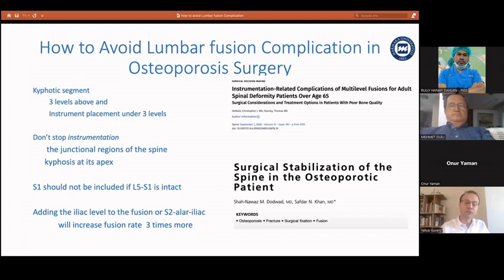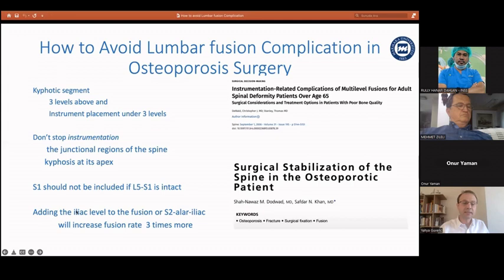And when we use these instrumentations, we are careful and we have some strategy. For example, in kyphotic segments, we use 3 levels above and 3 levels below the fracture levels, and don't stop instrumentation in the junctional area, and kyphosis is the apex. And if L5-S1 is intact, S1 shouldn't be included.